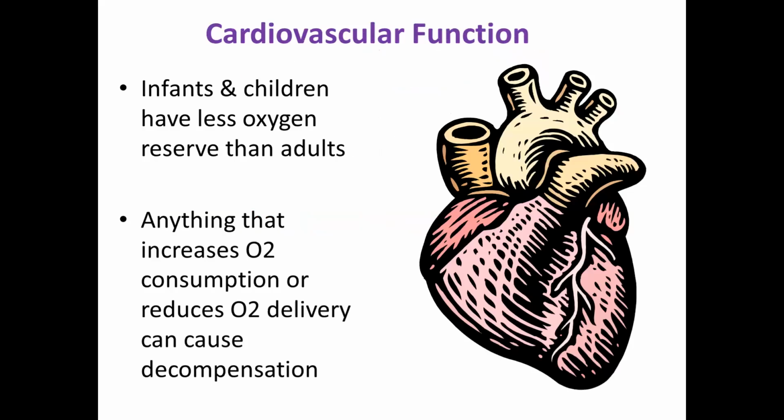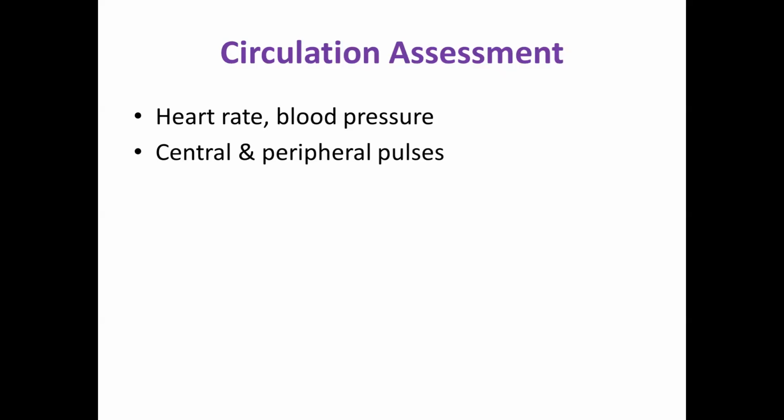Another uniqueness of pediatric cardiovascular function is that infants and kids have less oxygen reserves than adults, and anything that increases oxygen consumption or reduces oxygen delivery can cause decompensation. So how do we assess the entire circulatory assessment in a pediatric patient? What constitutes that assessment? We are doing heart rate, blood pressure, central and peripheral pulses.